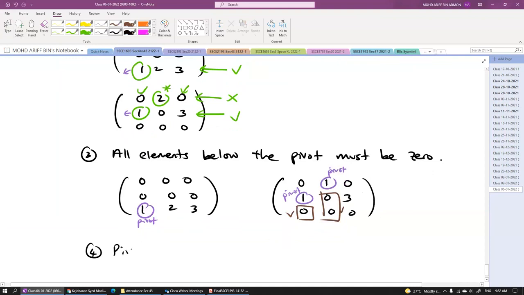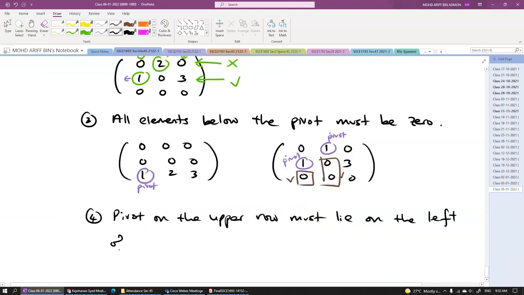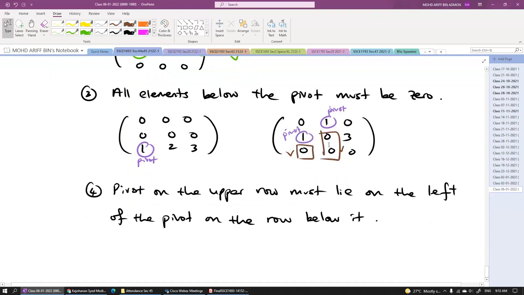Okay, the pivot on the upper row must lie on the left of the pivot on the row below it. Okay, now we are talking about the position of our pivots.